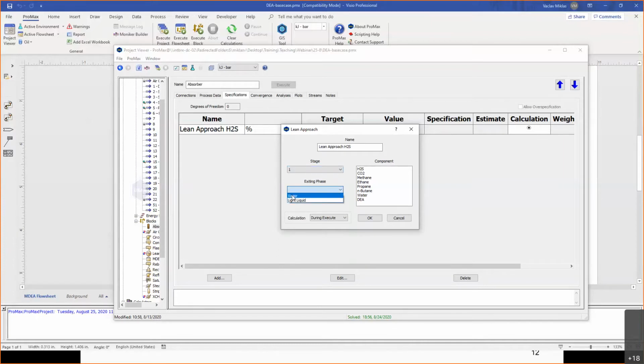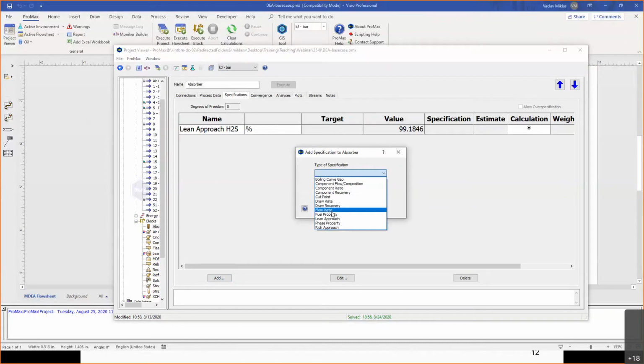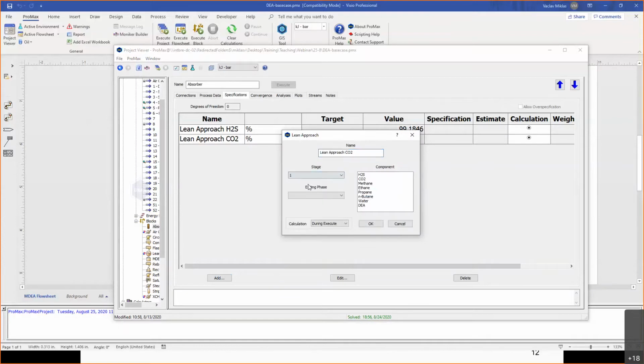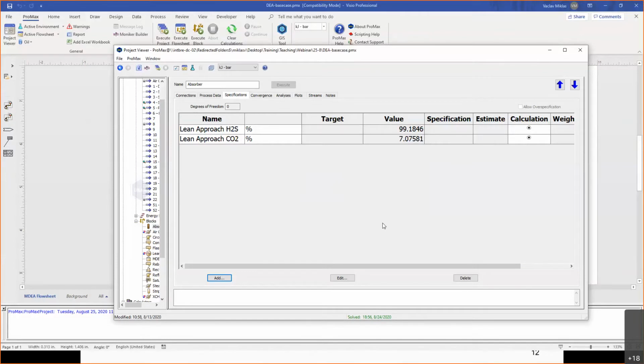Exiting phase, there's the sweet gas, so that's vapor. And we just need to pick H2S. Now I'm going to do the same thing for CO2. So lean approach of CO2: stage number 1, exiting phase is vapor, and component is CO2. And now we can move on to rich approach.